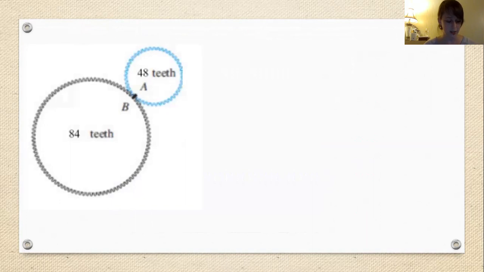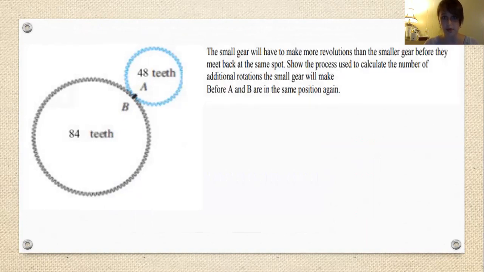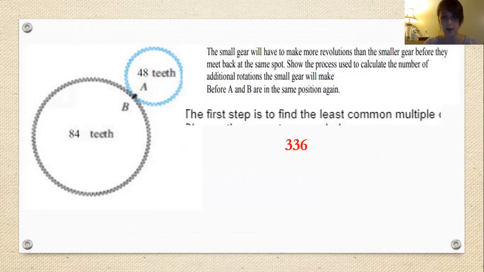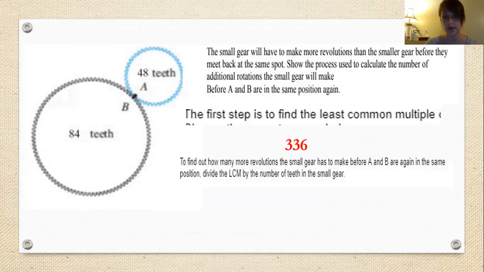Now this one goes into the gears, and if you really want to show how many revolutions a certain gear will make, then you have to find the least common multiple, which is a little bit different from the greatest common factor. So you have to find the least common multiple, which I found on these, which is 336. And then to find how many more revolutions the small gear has, you divide the least common multiple of 336 by the smallest gear, which is 48, and you find it's 7 revolutions. So when that little gear goes around 7 times, it's going to make that many revolutions.